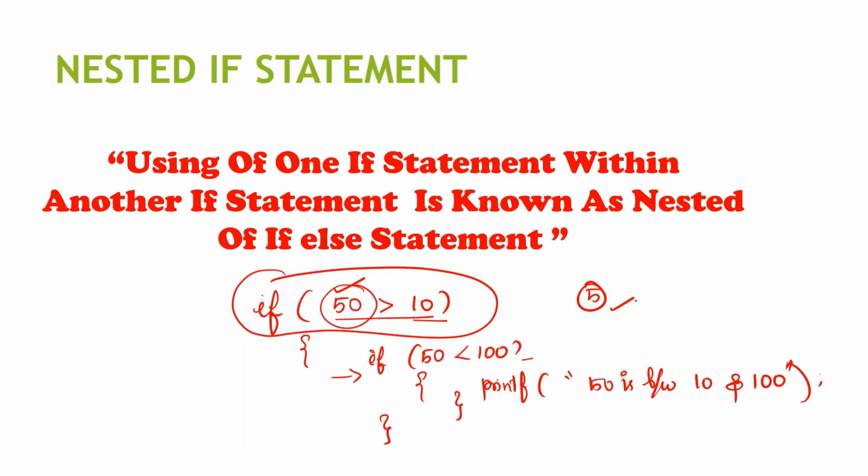can't say that 5 is greater than 10, right? So it can't go inside this part, and this won't be printed. Only if this condition is true can we check this condition. For this kind of scenario, we can go with the nested if statement. Using one if statement within another if statement is known as nested if else statement. We can even use the else part of this if here.